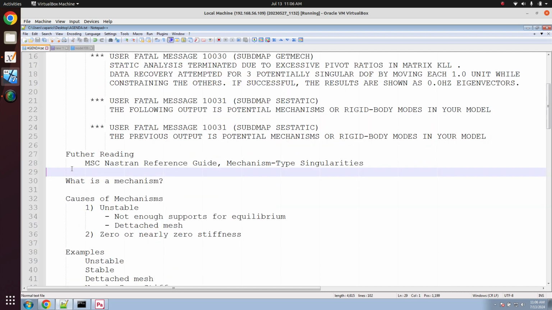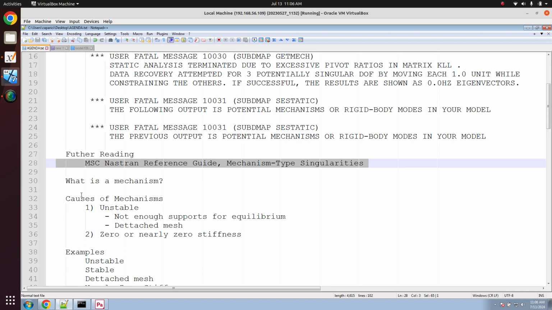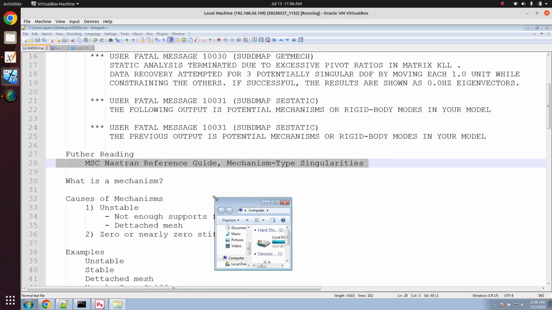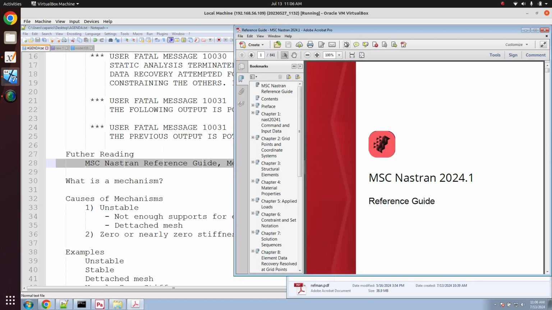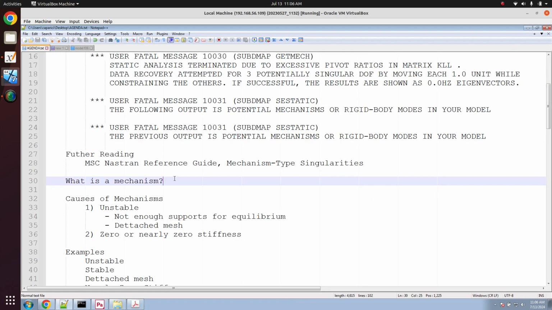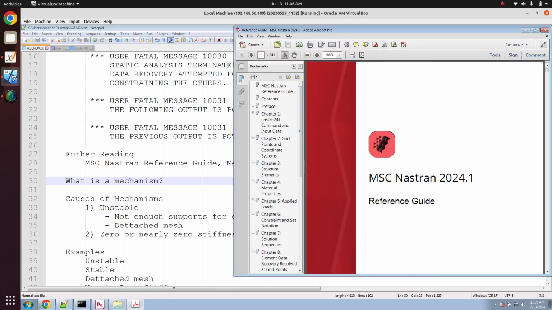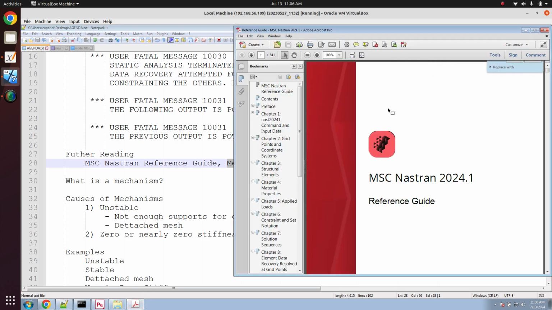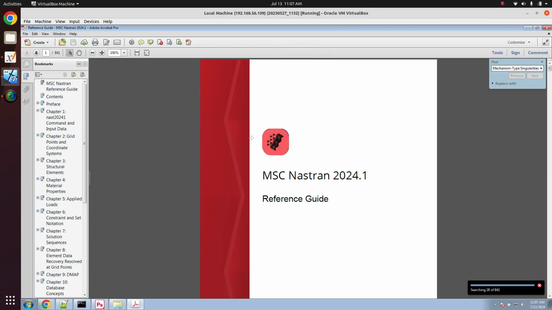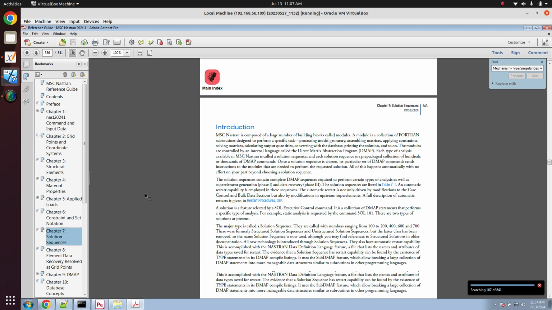So now, let's briefly talk about where I'm sourcing this information from. Whenever you speak to a Nastran user, one of the first things they'll tell you is read the manual. And when you do that, you'll find that they do discuss what a mechanism is and why this causes an issue when you're trying to perform your statics analysis. So if you look in the MSC Nastran reference guide, in this section, mechanism type singularities, you are taken to this section. Here, the search is taking a little longer, so let me see if I can find it here.